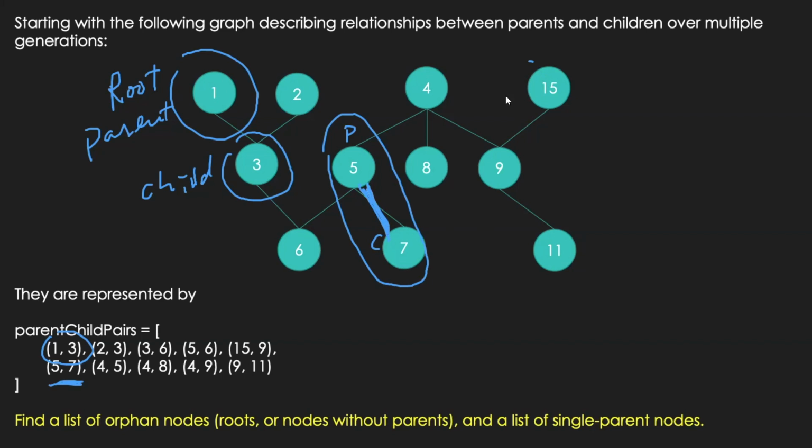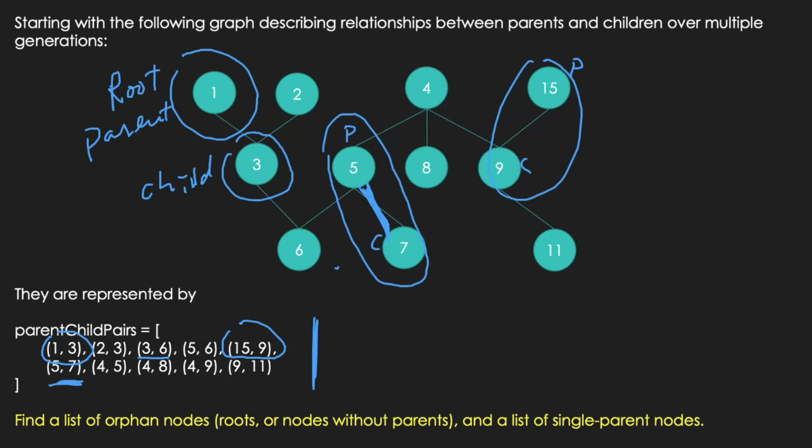Okay, let's look at another one. So 15 is the parent, 9 is the child. Now we also see that this is represented here. What you have here is basically an array of these pairs, an array of these parent-child pairs represented like this.